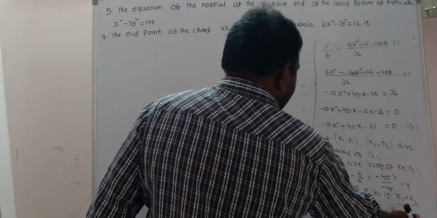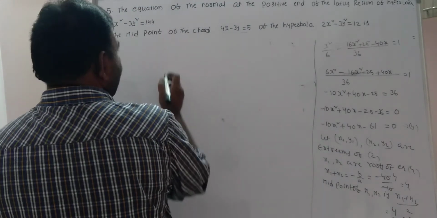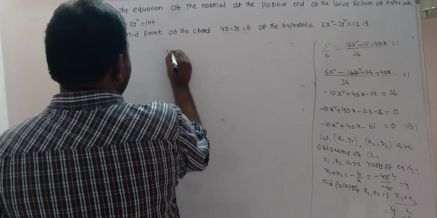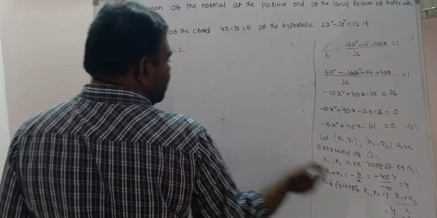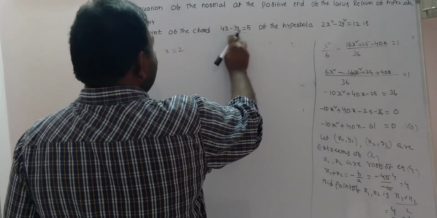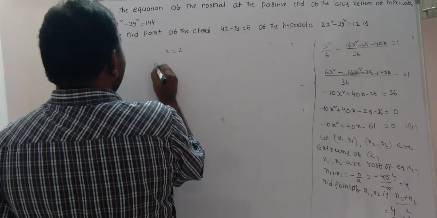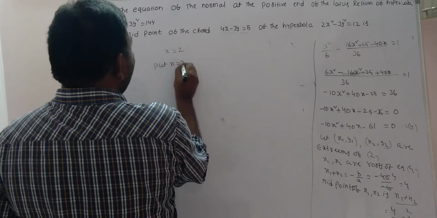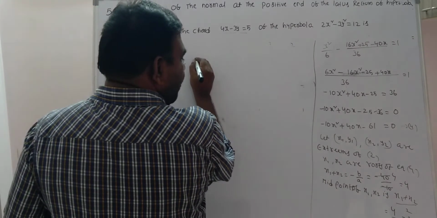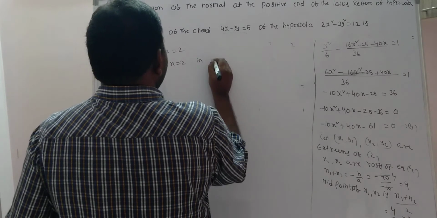So here, suppose we take x equals 2. This midpoint is 2, and this x value lies on this chord. So put x equals 2 in the given chord.